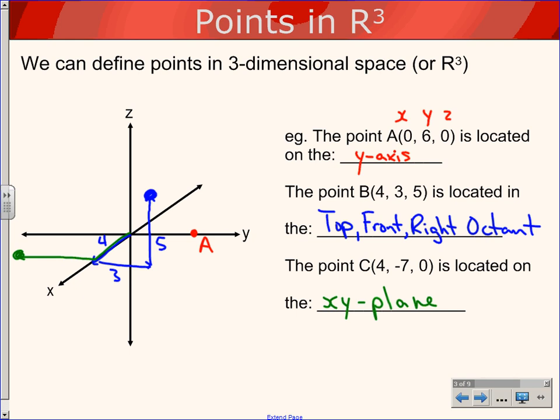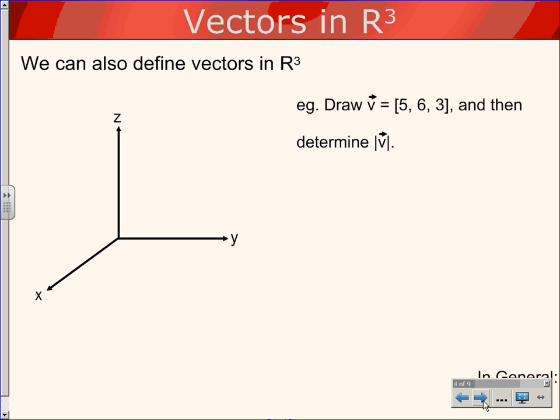Okay, that's how we can describe some things. That's how we can sort of plot some points. Although, as I say, it's difficult to make them look real accurate. We can also define vectors in R3. So here's a vector, 5, 6, 3.